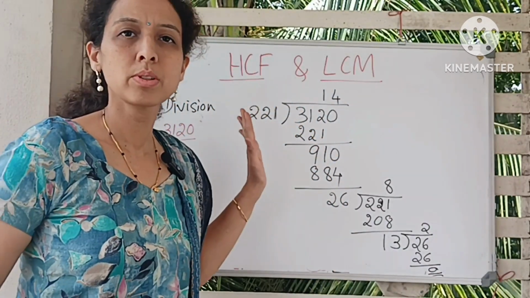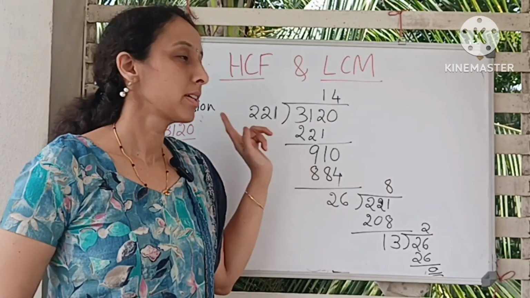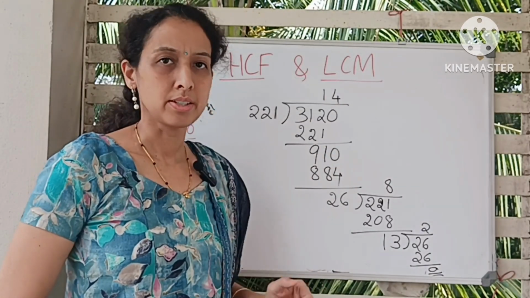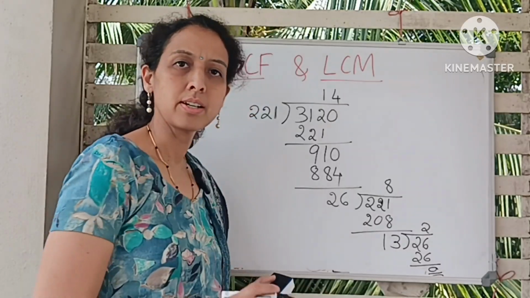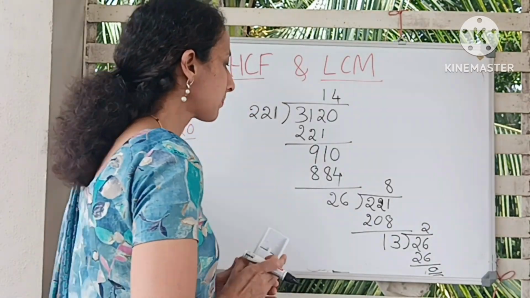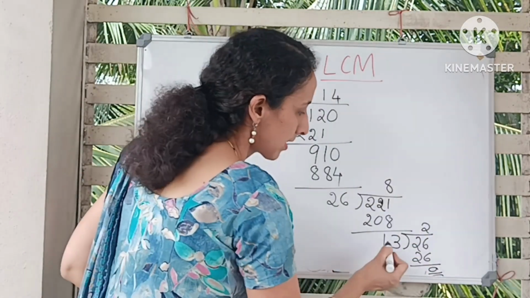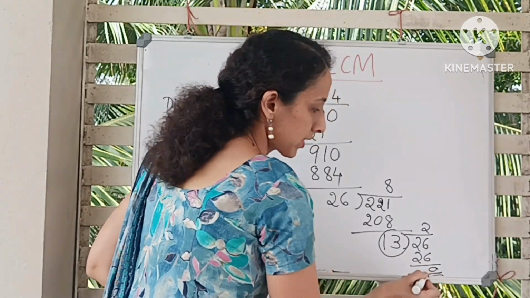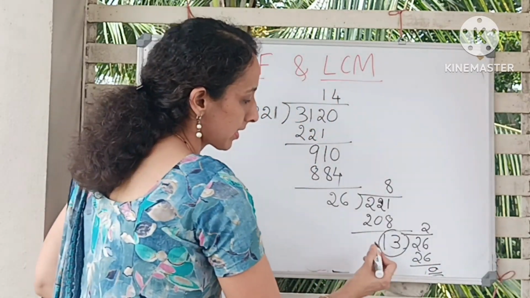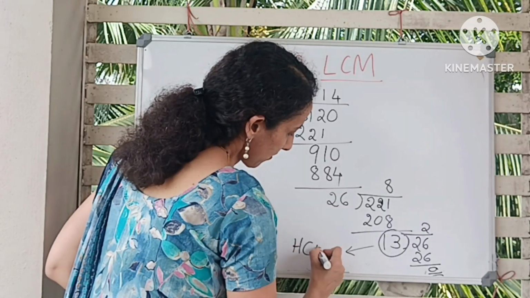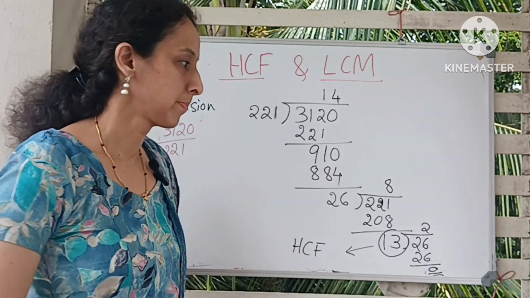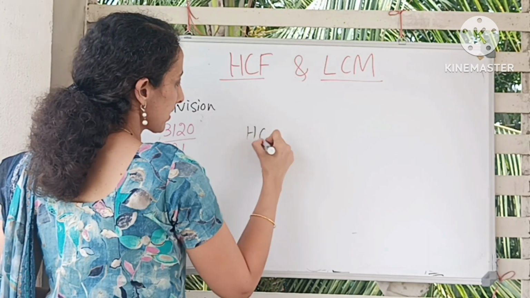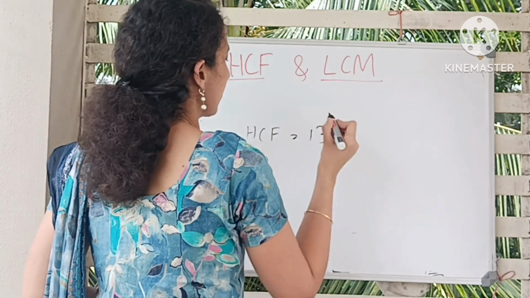We have to continue the division process of making the divisor the dividend and the remainder the divisor till we get a 0 remainder. Once we get the 0 remainder, the last divisor which got us to the 0 remainder is the HCF of the given two numbers. In this case, after the division method, we got the HCF as 13.